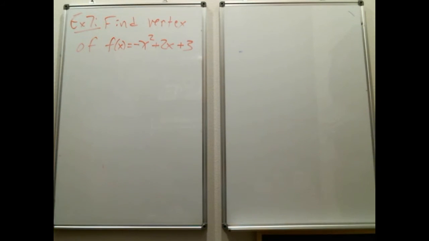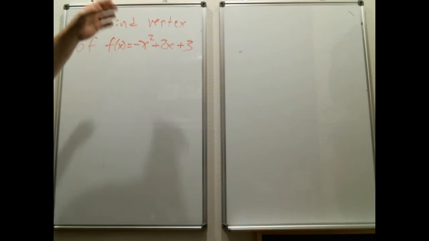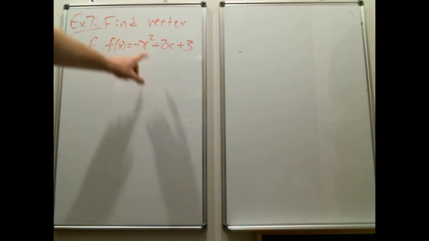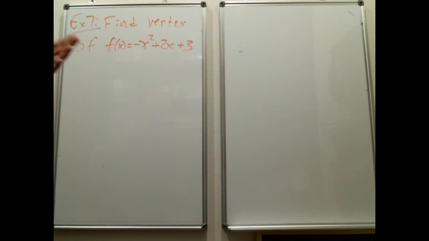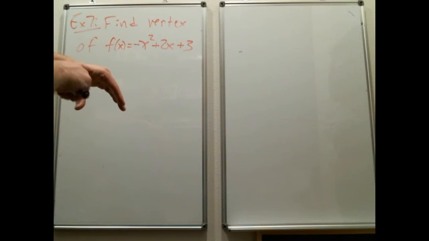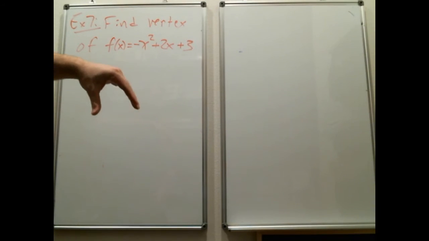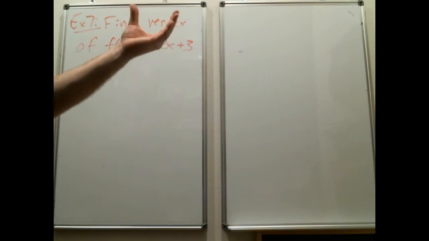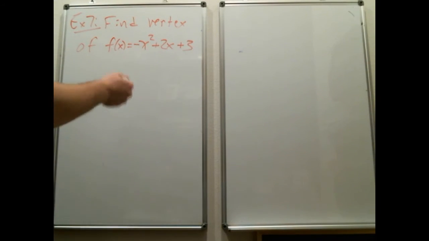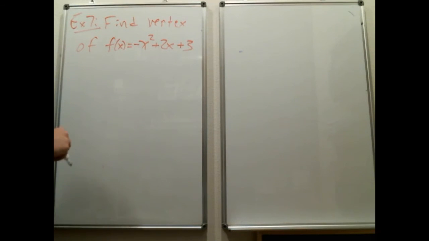Alright. So first, can you tell me if this vertex is going to be a max or a min? The way you tell is, you look at a, and a is the coefficient attached to the x squared. So it's -1. If a is negative, that means it's a downwards cup. And so you have a point at the top, which makes it a max. If a is positive, then you have an upwards cup, and it gives you a minimum. So here we're going to have a maximum.